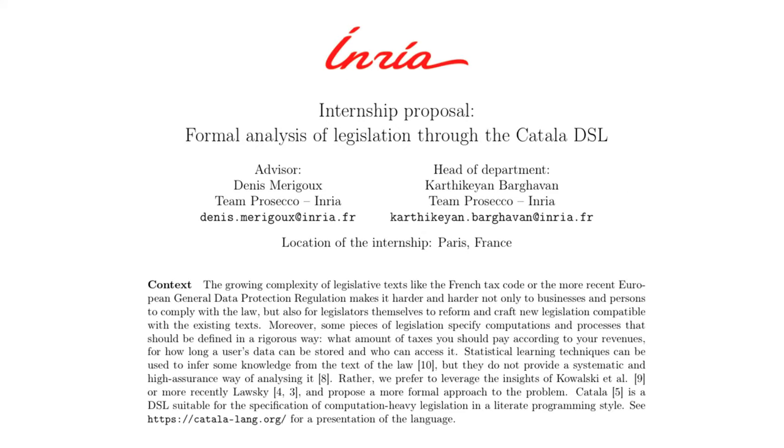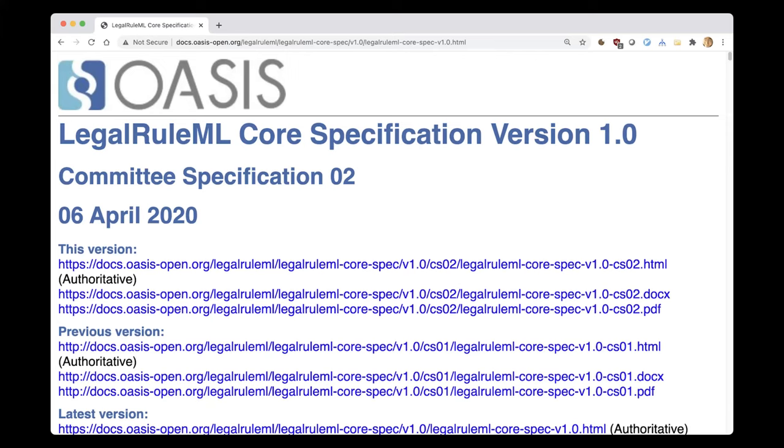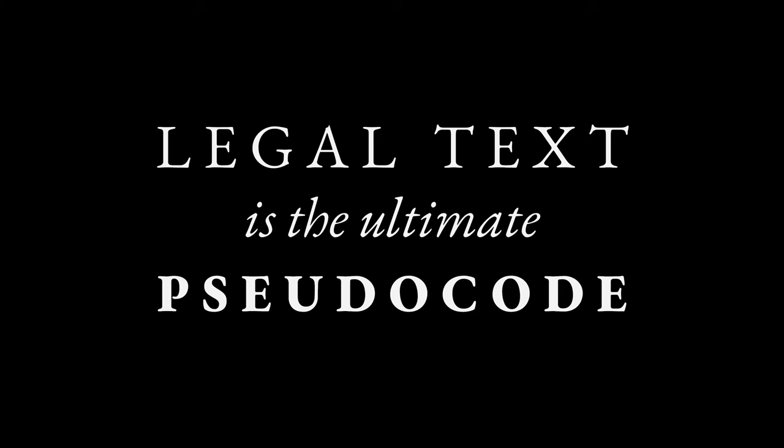This is an active area of research, and it is a pretty exciting time to be doing this because we get to take advantage of all kinds of tech that is just now coming online. Like, for example, this is an open standard, LegalRuleML, that came out less than a year ago. They are trying to provide a formal semantics for law, which is really interesting. Because as we know, legal text is the ultimate pseudocode, right? It is a self-modifying specification language that can make arbitrary system calls to the real world, right?